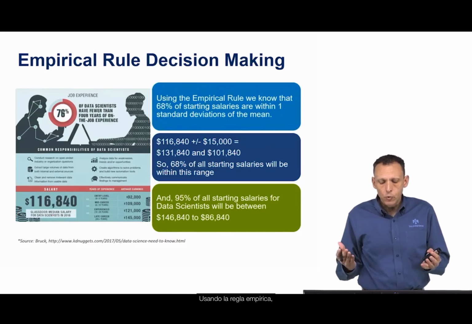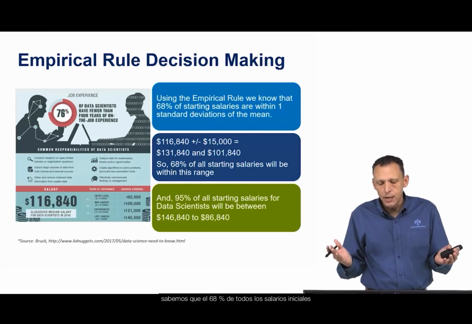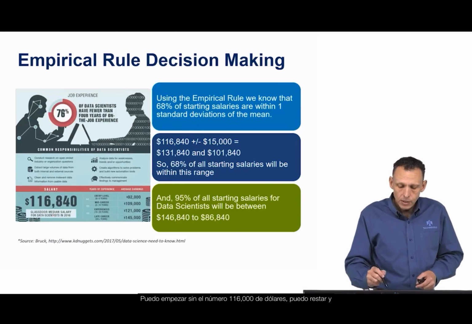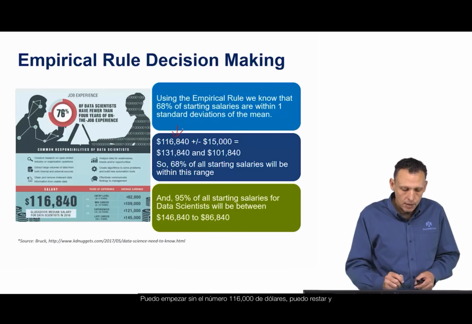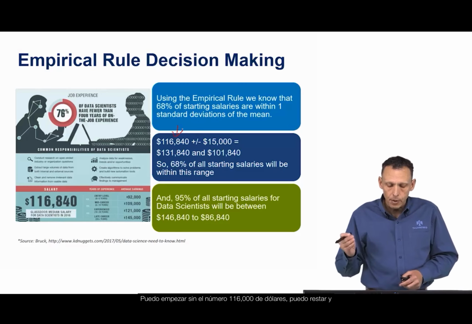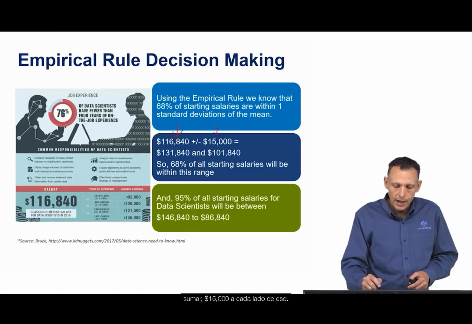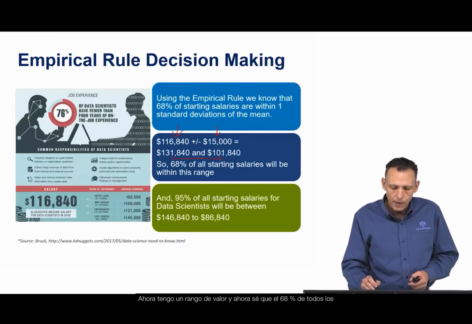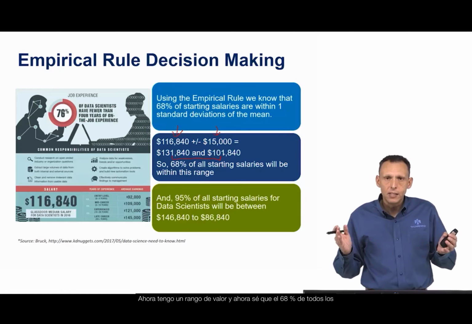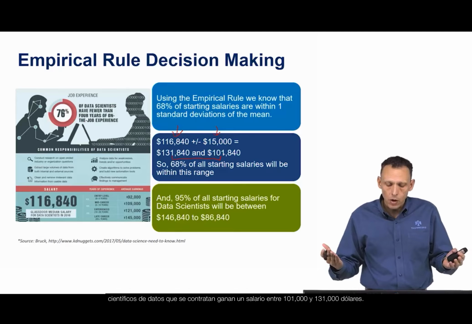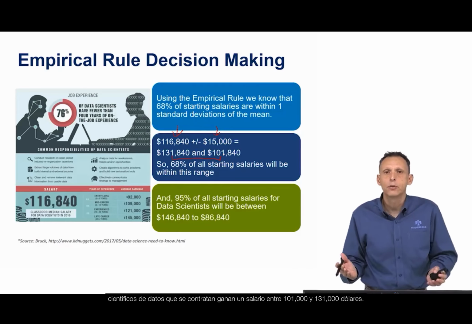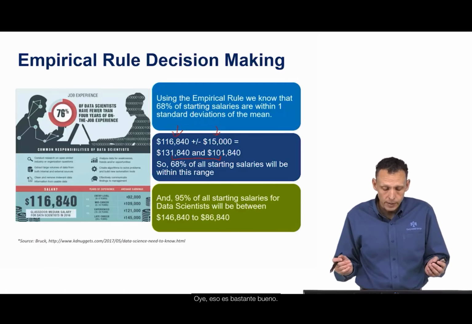Using the empirical rule, we know that 68% of all the starting salaries are going to be within one standard deviation of the mean. So this is very helpful. I can start with that $116,000 number, and subtract and add $15,000 to either side of it. Now I have a range of values, and I know that 68% of all the data scientists who are hired are earning a salary somewhere between $101,000 and $131,000. Hey, that's pretty good.